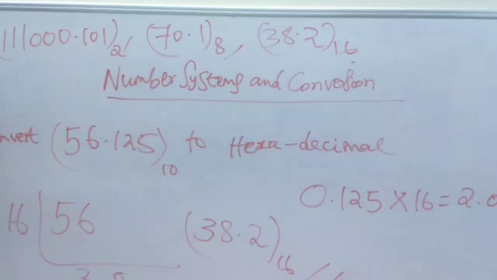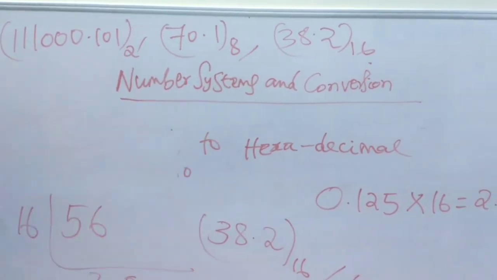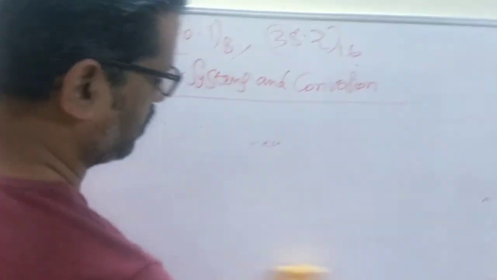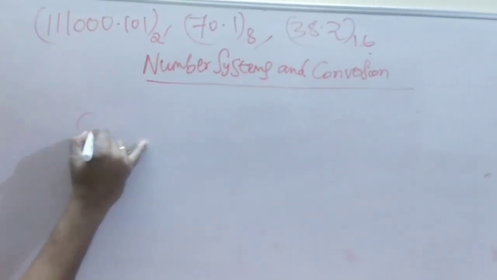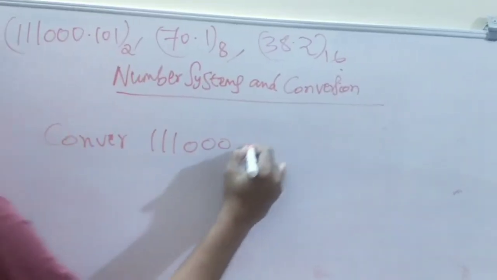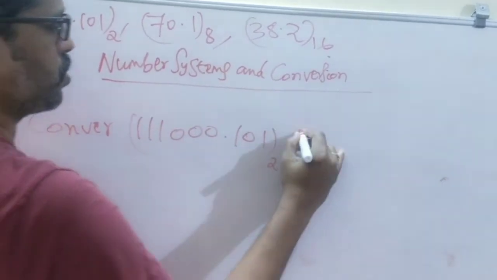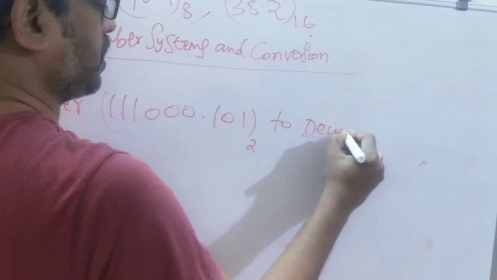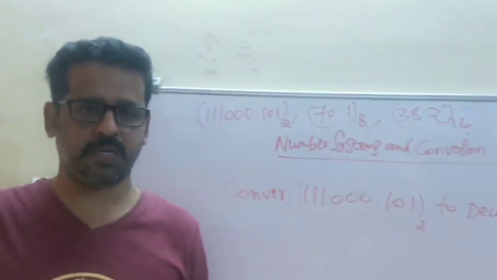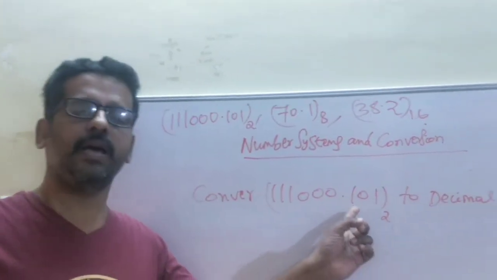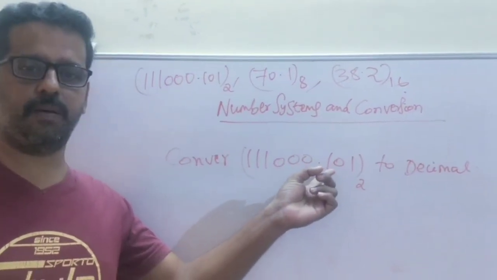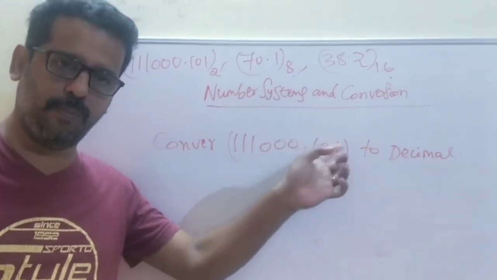Now we are going for a second category of conversion, that is converting from other number systems to decimal number system. That is, convert 11100.101 base 2 to decimal. I am explaining this through an example itself. If this is the case, converting from other number systems to decimal, what you need to do is multiply each digit of a particular number system by integral power of its own base.